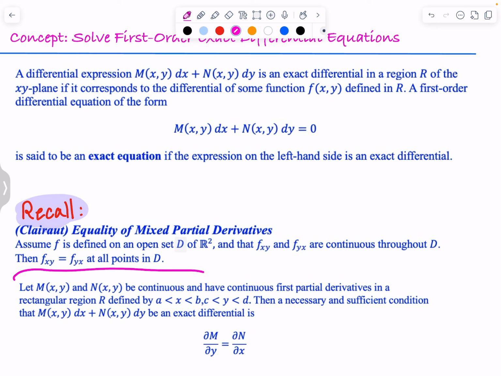Okay, assume that f is defined on an open set D of R2, that's some disk in the xy plane, and we have a z going up. The mixed partials, the partial with x then the partial with y, and the partial of y with the partial of x, in a different order, are continuous throughout D. So as long as they're continuous, then we have equality. So those are exactly the same.